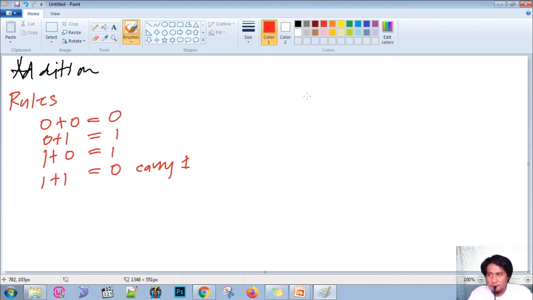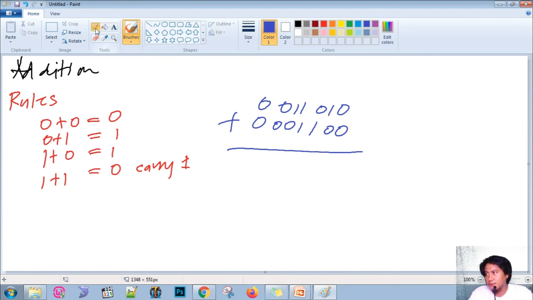Say, for example, we have the number 0011010, and then let's add 0001100. In this case, we will start to add the digits from our right.